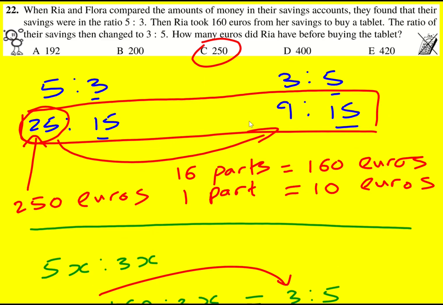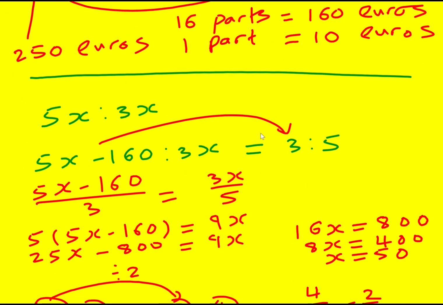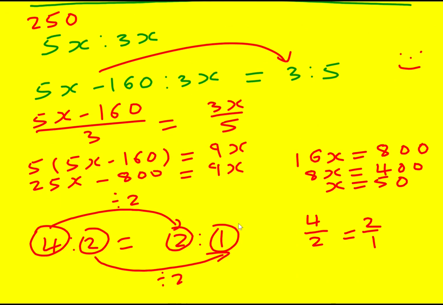Okay, that's really useful. Remember, we're trying to find out how many euros we had before buying a tablet. It's going to be 5 lots of x, 5 times 50, 250. So more complicated, yes, there's fractional equations involved, but worth noting for another time when you have to use this kind of approach.